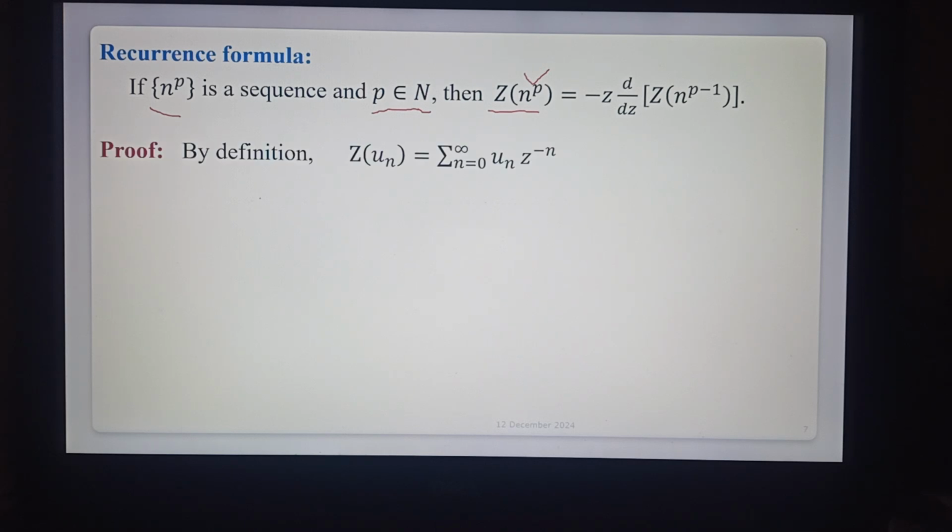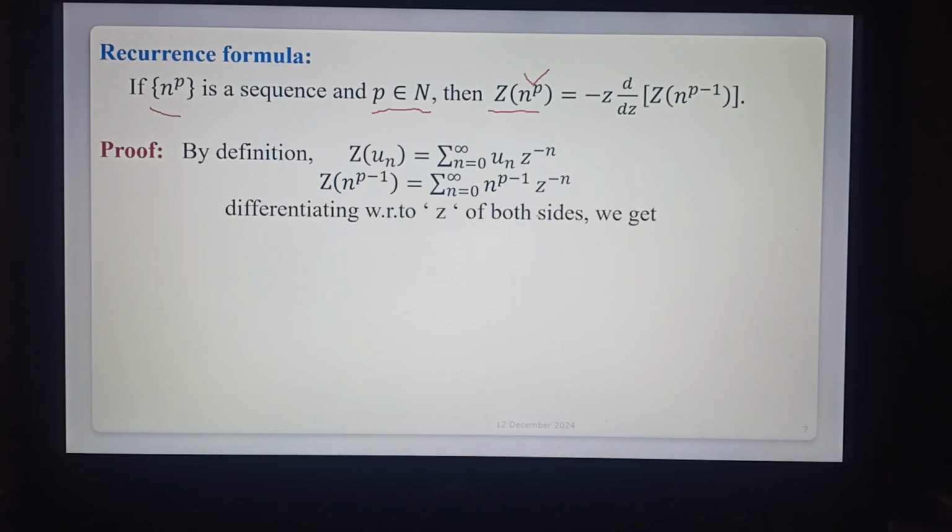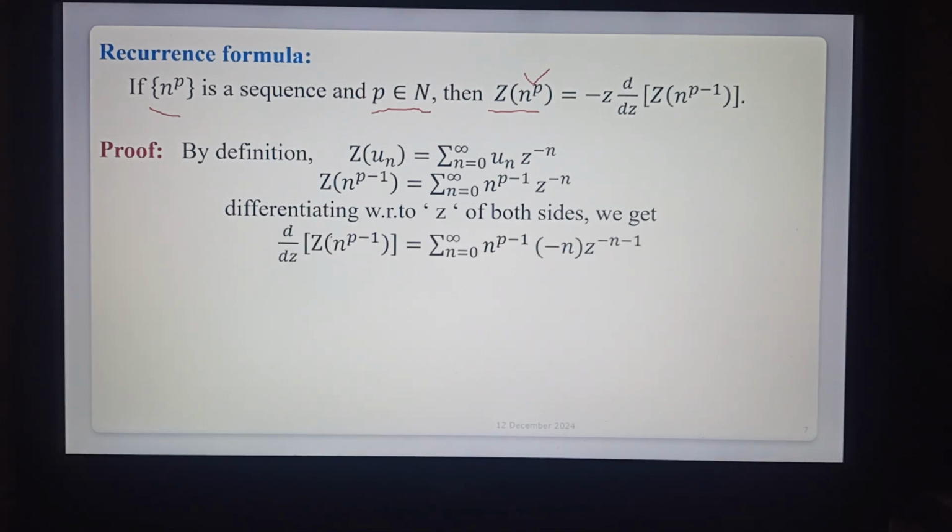So by definition, the proof is here. The examination will not require the proof, but I am telling the proof of how we get this formula. Taking un as n power p minus 1, the Z transform is summation n is equal to 0 to infinity of n power p minus 1 into z power minus n. Now differentiating with respect to z on both sides, d by dz of the Z transform of n power p minus 1 is equal to summation n is equal to 0 to infinity of n power p minus 1 into, by differentiation, minus n into z power minus n minus 1. So that is equal to minus, z power minus 1 is common, with the remaining summation n is equal to 0 to infinity of n power p into z power minus n.